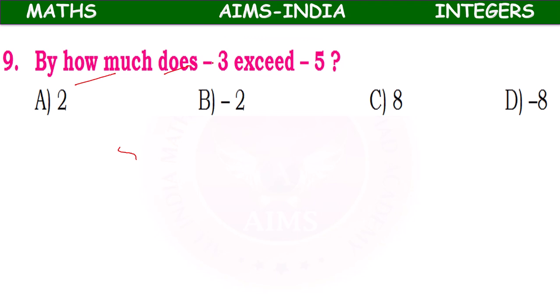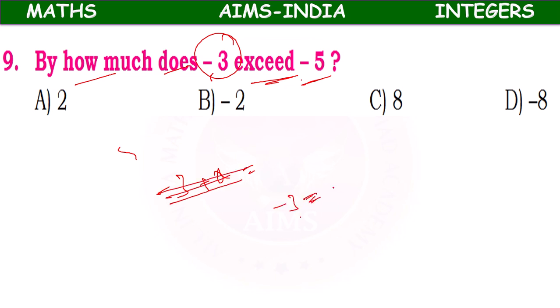Next. By how much does minus 3 exceed minus 5? Means minus 3 is more than minus 5. Suppose minus 3 is x more than minus 5. Compared to minus 5, it is more by x. But how much do we have to find? So x equal to minus 3, and minus 5 will come to this side.